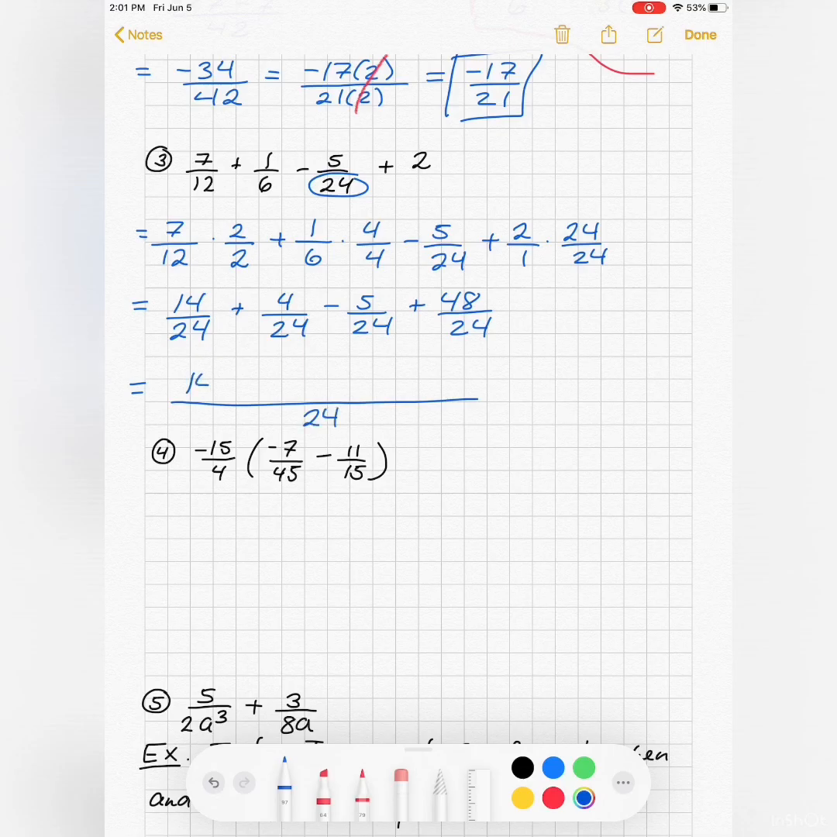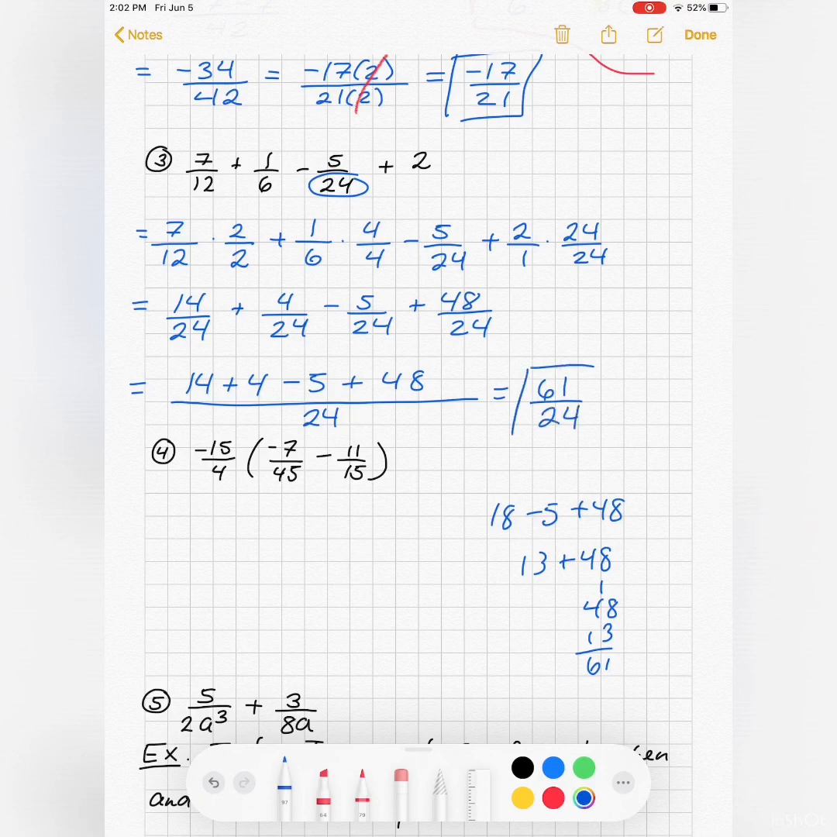Okay, now everything's over that LCD. So I just go ahead and add. So what is that? 18 minus 5 plus 48. This is scratch work. 13 plus 48. 61. Get that right? I think 61 is prime.